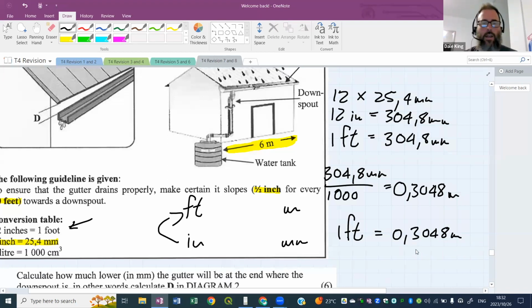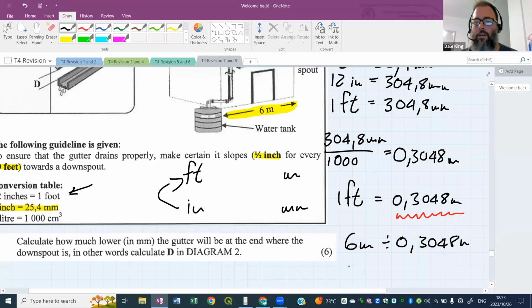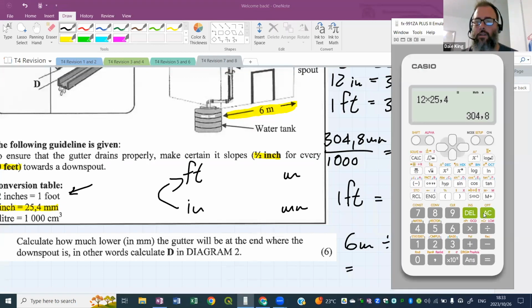I've got a 6-meter tank and I need to know how many feet that is. So I'm going to say, how many of these 0,3048 pieces can I get out of my 6 meters? Take my 6 meters and cut it up into 0,3048 sections, because I know each one of those is a foot. So I'm going to say 6 divided by 0.3048, and I should have quite a few. There we go. 19.685039.